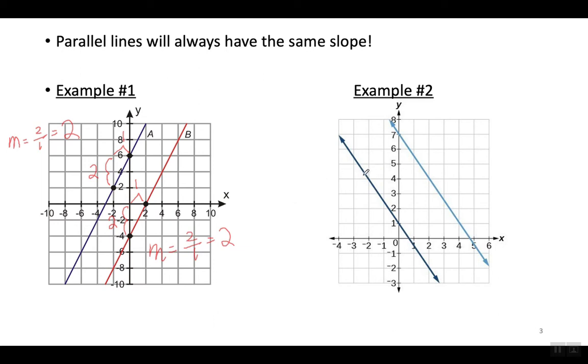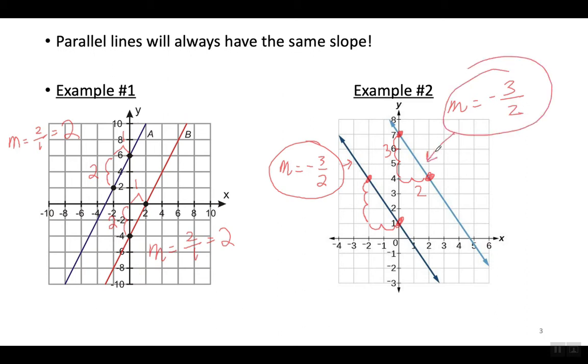Let's look at this example. Alright, let me pick out 2 points on this line right here. I could use this point right here as well as this point right here. Okay, so the line is going down from left to right, so the slope has to be negative. Okay, the rise is 1, 2, 3, and the run is 1, 2. So the slope of this line right here is negative 3 over 2. Let's look at this one. Alright, I could use this point right here as well as this point right here. Okay, the rise is going to be 1, 2, 3, and the run is 1, 2. And it's going down, so it has to be negative. So the slope is also negative 3 over 2. Alright, so they both have the same slope.